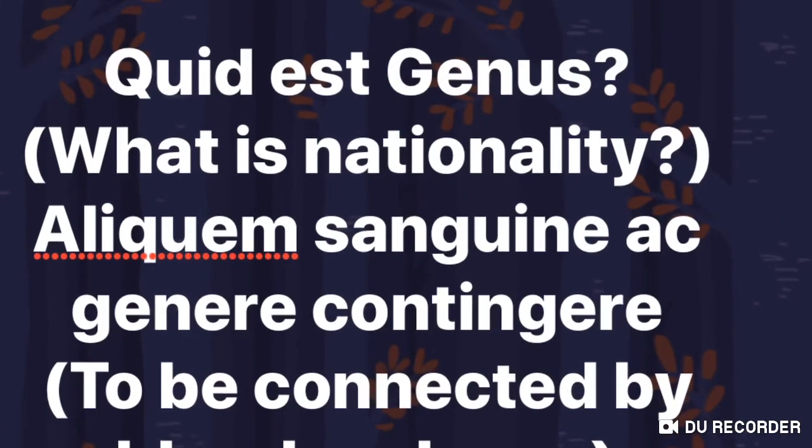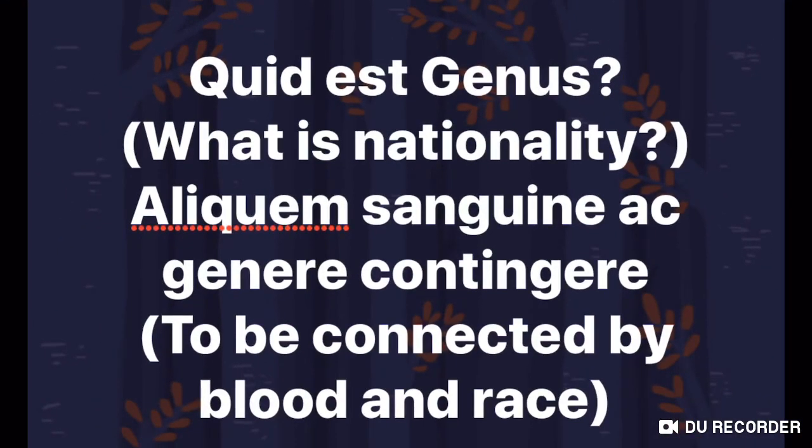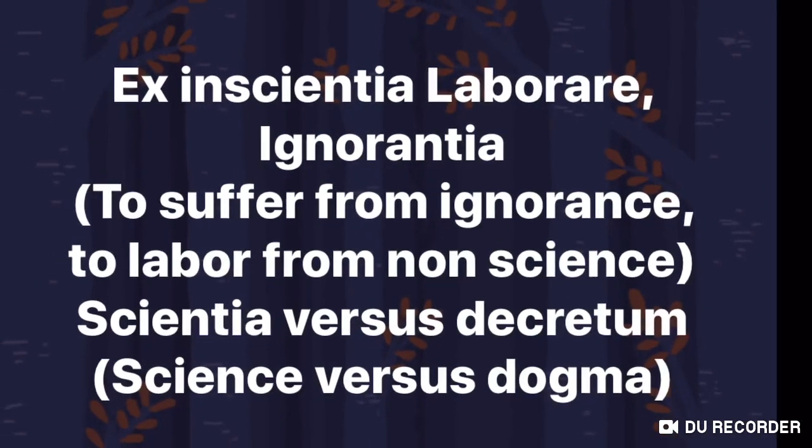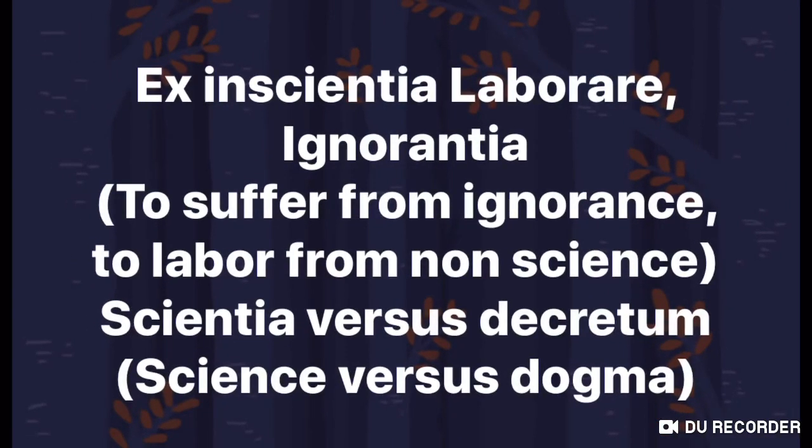Getting some maxims. Quid est genus? What is nationality? Aliquem sanguine a genere contingere, to be connected by blood and race. Ex inscientia laborare, ignorantia, to suffer from ignorance, to labor from non-science. Scientia versus decretum, science versus dogma.